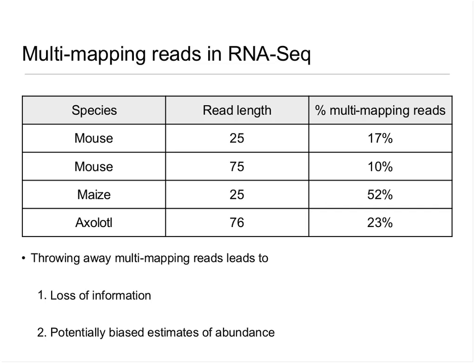Okay, so what's the problem here? We don't really want to throw these things away, because doing so would cause us to lose information about abundances, and also potentially bias abundances if we don't do the quantification carefully.